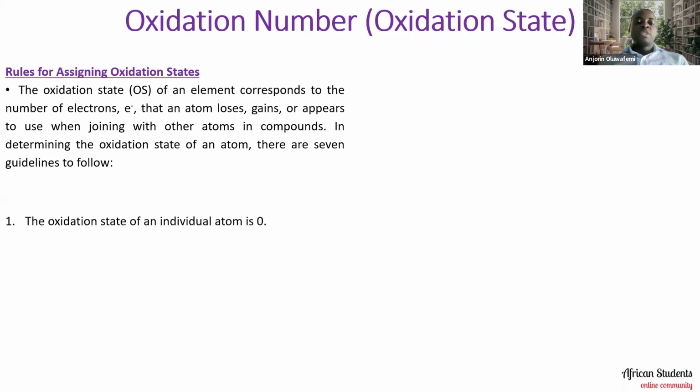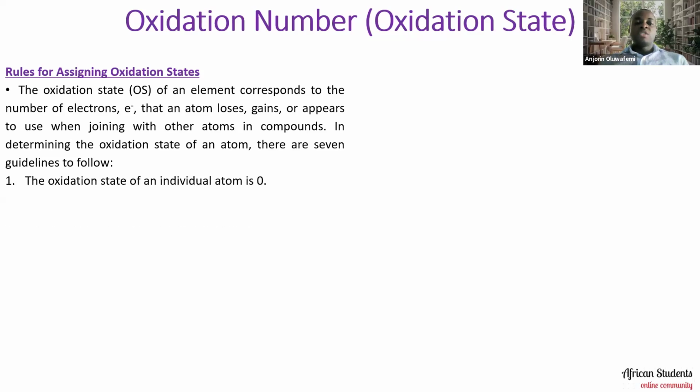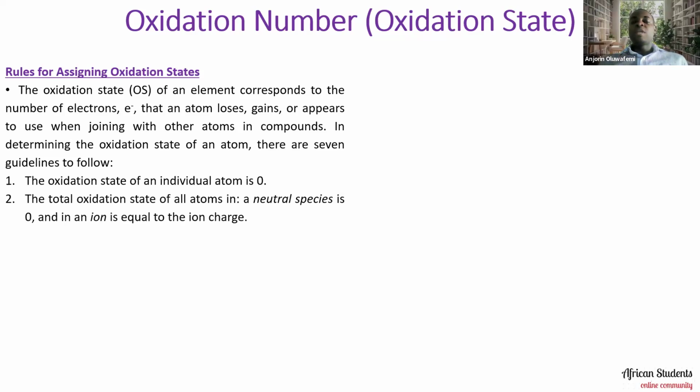So the first one is that the oxidation state of an individual atom is 0. So when you have just an individual atom, the oxidation state is just 0. It does not have any oxidation state whatsoever because it is an individual atom. It is not joined with any other atom whatsoever. So that's the first one. The second one is that the total oxidation state of all atoms in a neutral species is 0, and in an ion is equal to the ion charge.